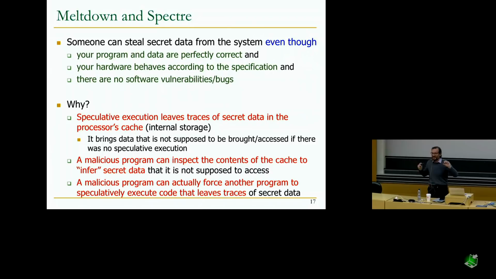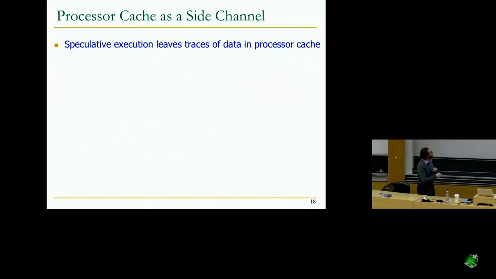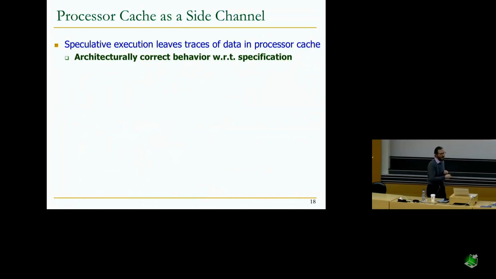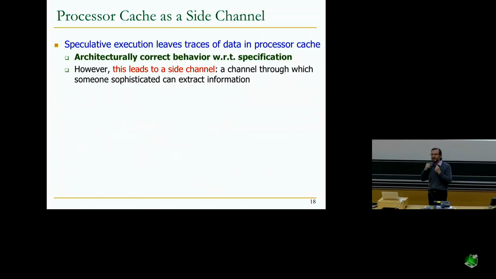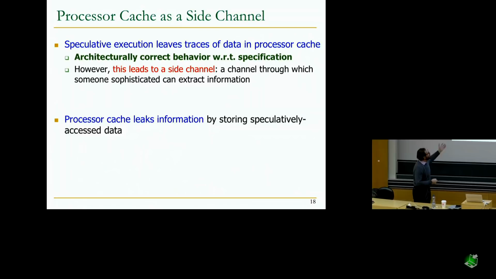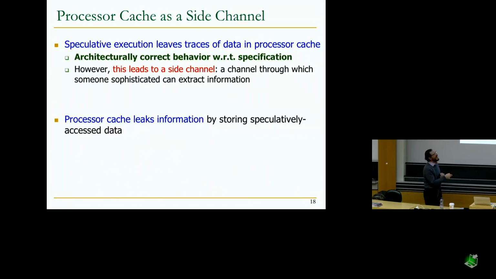So essentially, the processor cache is a side channel. What is a side channel? Well, speculative execution leaves traces of data in the processor cache. You have architecturally correct behavior with respect to the specification. However, this leads to a side channel, a channel through which someone sophisticated can extract information. Basically, you're extracting this information on the side, right? That's why it's called a side channel or a covert channel as well. Basically, the processor cache leaks information by storing speculatively accessed data.